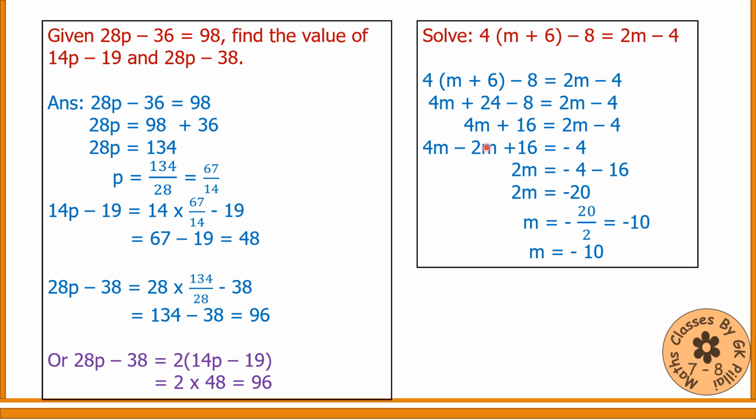This 2m we will take to the left hand side. It will become 2m equal to, this plus 16 will go to the other side as minus 16. 2m equal to minus 20, m will be equal to minus 20 upon 2, minus 10. So m will be equal to minus 10.